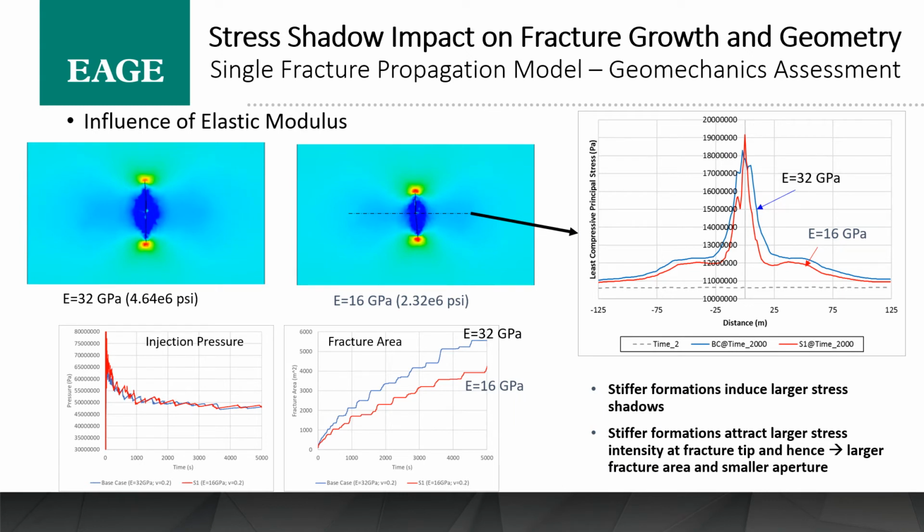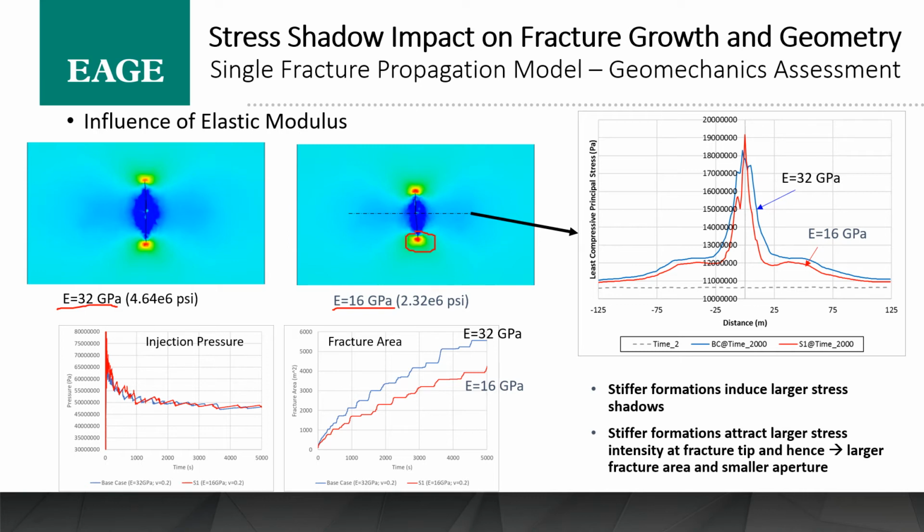I mentioned a few controls on the stress shadow area. One of them is elastic modulus. So I've just got this one example of two Young's modulus values. On the left hand side, we're looking at 32 gigapascals. On the center there, or right hand side, we're looking at 16 gigapascals. Now both these cases have been injected with the same amount of volume. Obviously for the 16 gigapascals, because it's a softer formation, you're getting a wider aperture growing and the fracture extent isn't as far. Also, the stress intensity at the fracture tip is more dispersed in the 16 gigapascal case compared to the 32 gigapascal case.